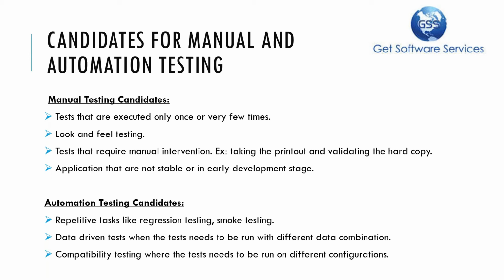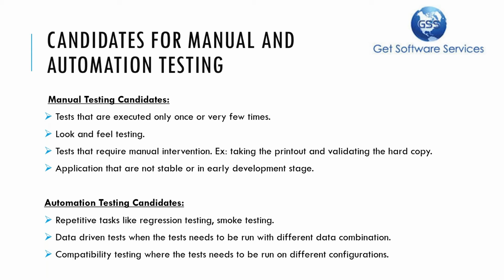Tests that require manual intervention. Example, testing an ATM machine, which requires a human being inserting the card into the ATM machine, or taking the printout of my flight booking and validating the hard copy of the printout. These things cannot be automated. It has to be done manually. And applications that are not stable. One main criterion for automation is that the application should be stable enough. Only then we go with automation.